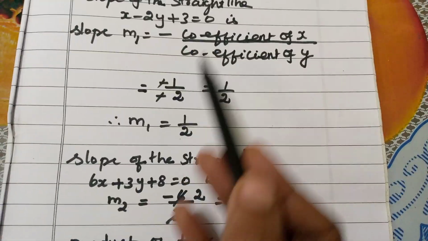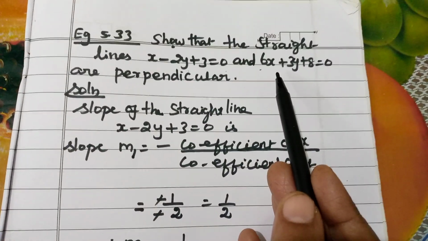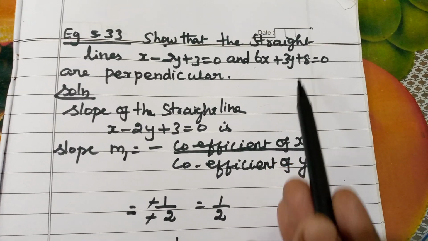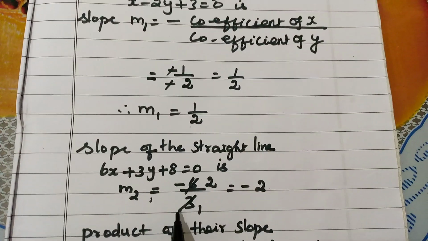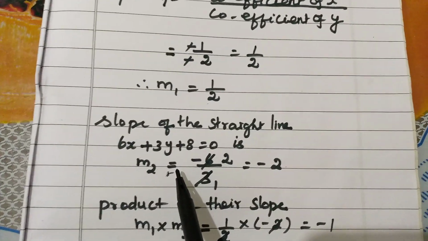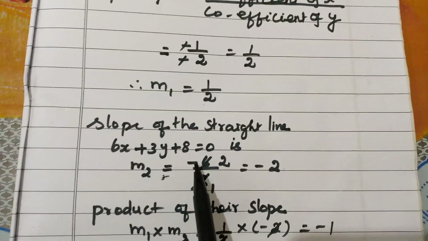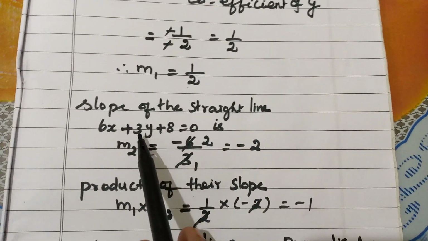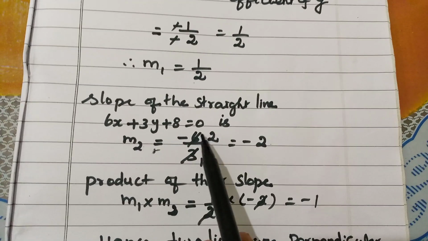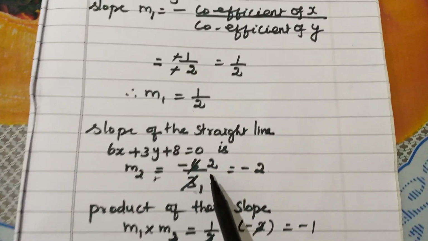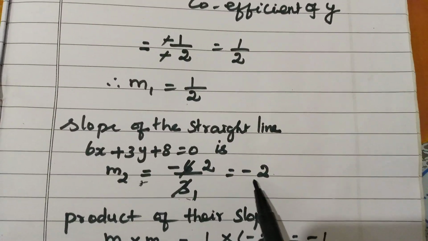Let's find the slope of the second equation, 6x plus 3y plus 8 equal to 0. Here m2 equal to minus coefficient of x, that is minus 6 divided by coefficient of y, which is 3. Let us divide it: 2 threes are 6. Minus 2 we are getting.